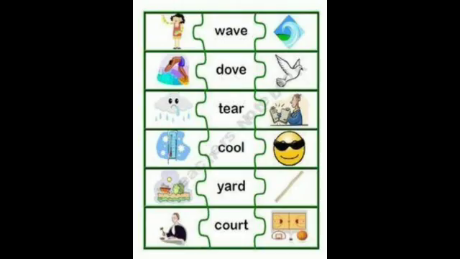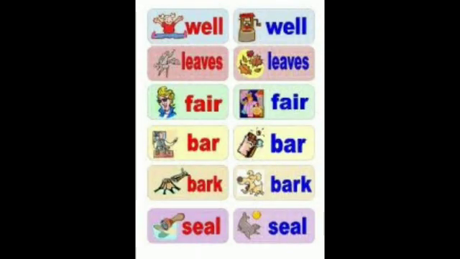Now we'll see some more examples of homographs. Wave, dove, tear, cool, yard and coat. Here the words are spelled the same but the meaning is different. Now we'll see some more words. Well, one refers to the water body and the other refers to health. Leaves means left and also the part of the tree or plant.